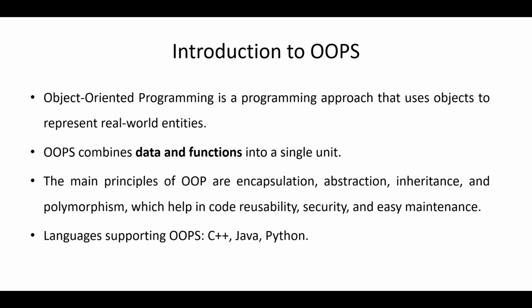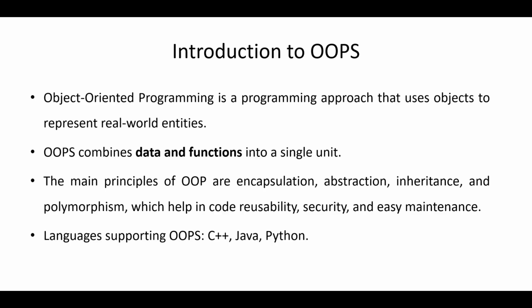Object-oriented programming, commonly called OOPS, is a programming approach that models real-world entities using objects. In OOPS, we combine data and the functions that operate on that data into a single unit called an object. This is very similar to real life, where an object has both properties and actions.